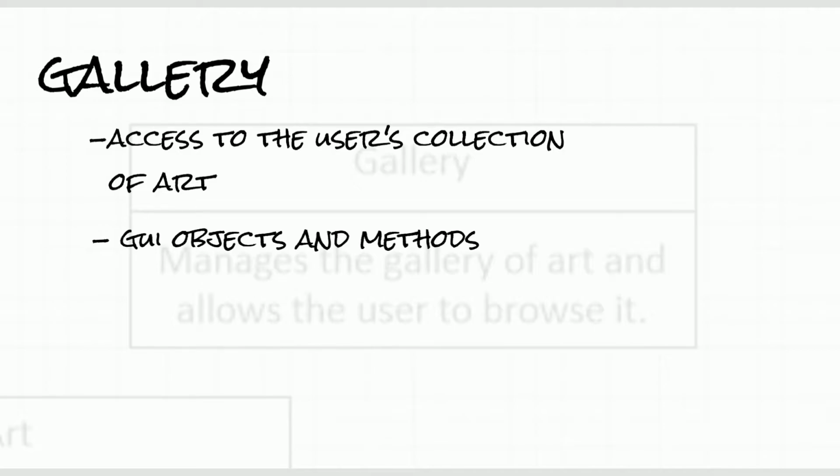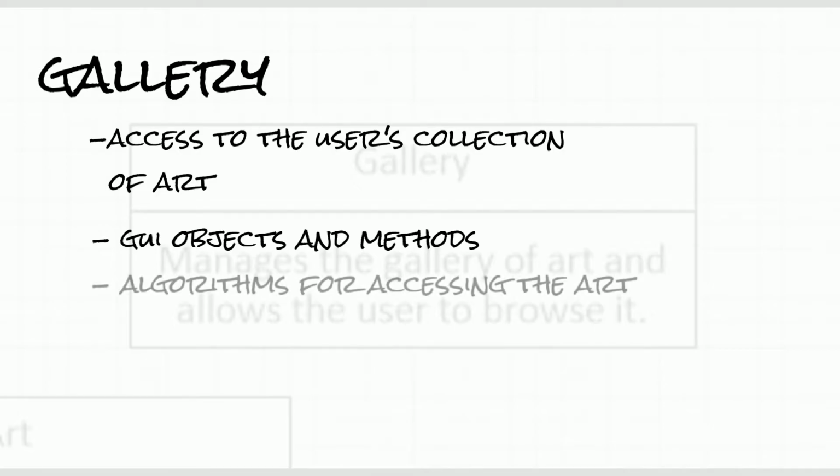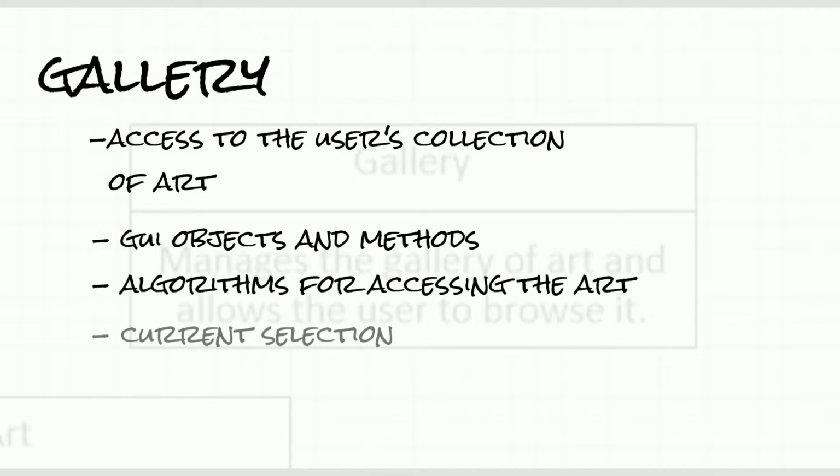It will need algorithms that allow searching and sequentially accessing the art, as well as a way to keep track of what is currently being shown and what art, if any, the user has selected. What is important here is that the class is responsible for maintaining its data in a stable state such that it can always respond appropriately to messages. It is responsible for transforming its own state.